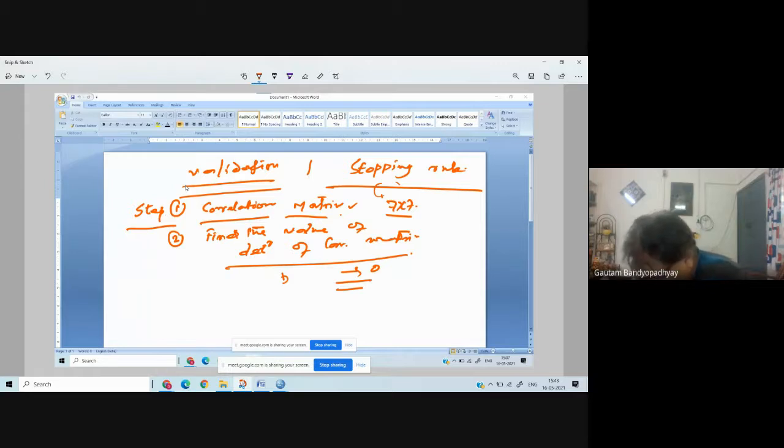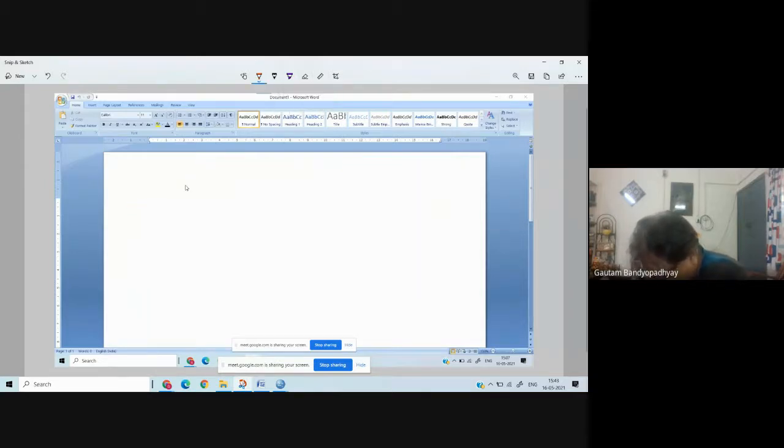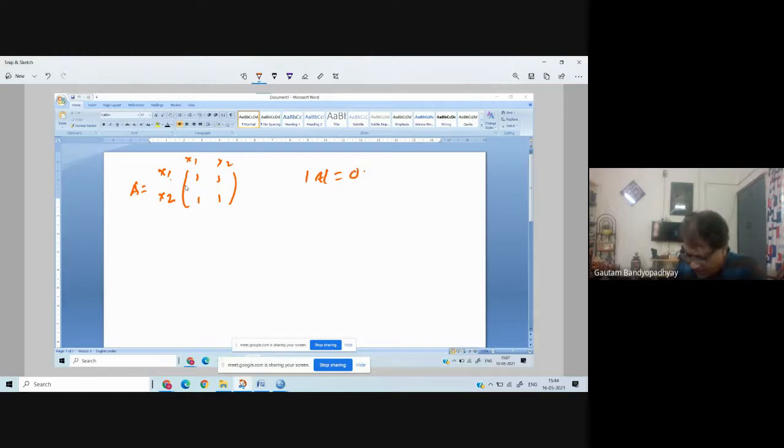I'm giving a very simple example, then try to understand. Say there are two variables, x1, x2. In their correlation matrix, the diagonals are 1, and x1 and x2 are perfectly correlated with each other, so the off-diagonals are also 1. This is your, say, A matrix. Now what is the determinant of A? That is 0. So that is called a singular matrix.